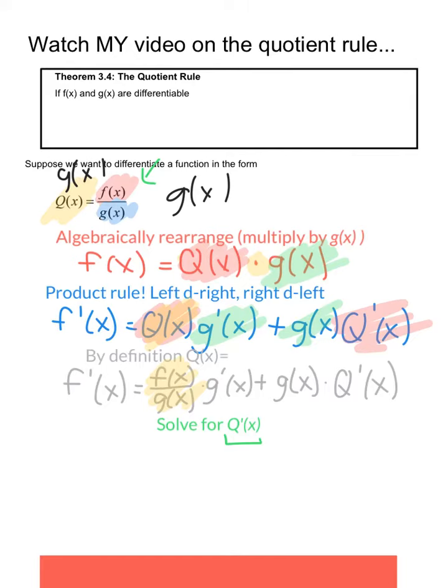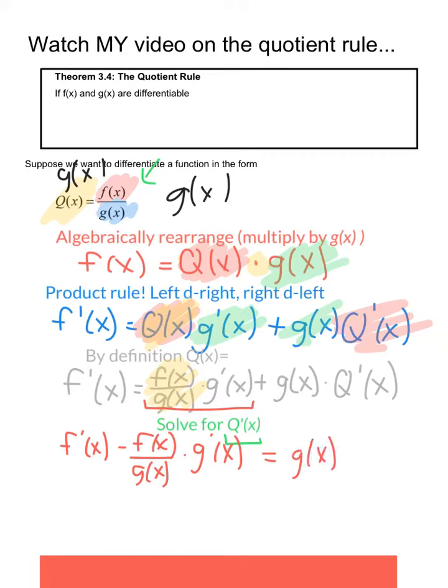So for our first step, we're going to subtract away the first term. This term here is positive, so we're going to subtract it from both sides. So we have f prime of x already on the left side, and from both sides, we're subtracting f of x over g of x times g prime of x. Then we have our equal sign. And then what we're left with is g of x times q prime of x.